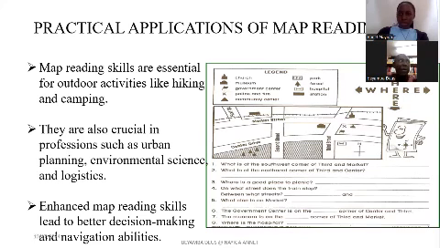Maps also help in environmental science and logistics. Next, enhanced map reading skills lead to better decision making and navigation ability. When you study this, it will help you to interpret maps of different areas. For instance, Uganda has a map, Kenya has a map of the Republic of Kenya, South Africa has a map, and other countries have maps. So maps help you understand different geographic areas and make better decisions.